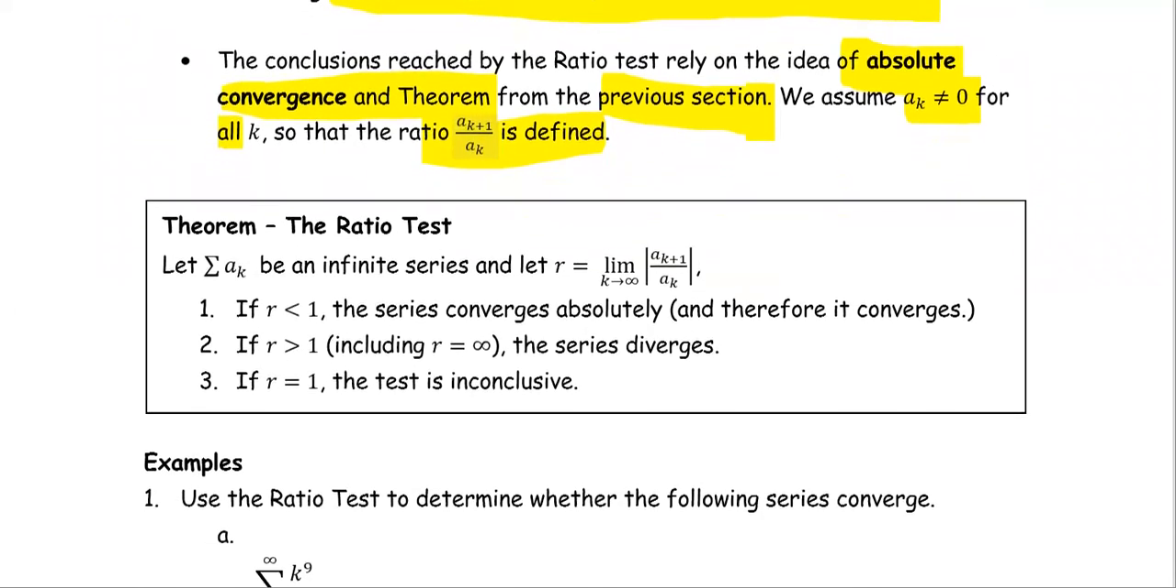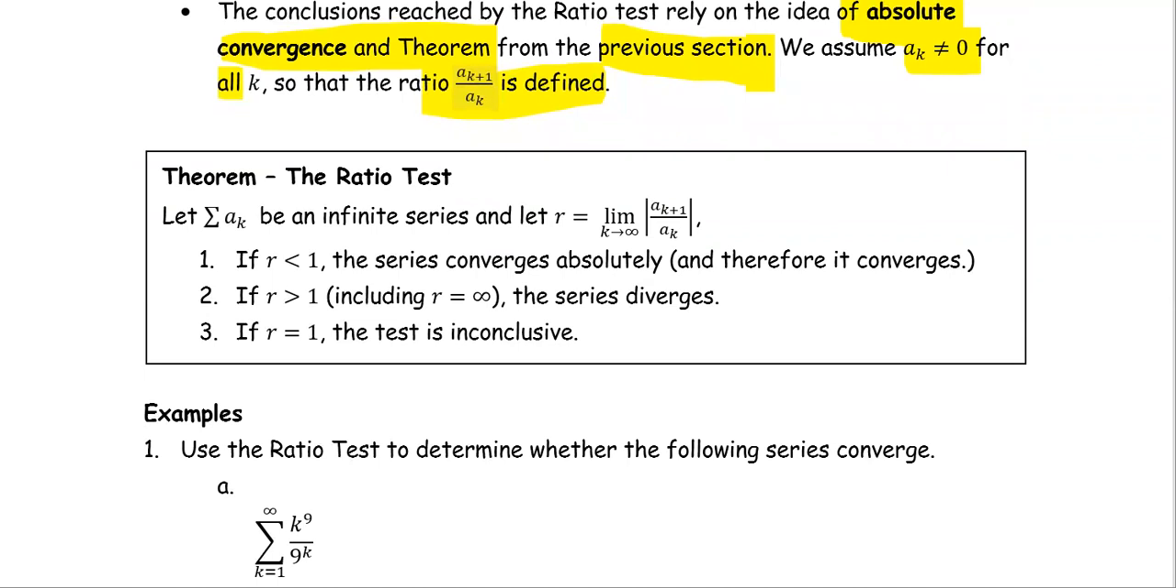The theorem, the ratio test. Let the series sum of a_k be an infinite series and R equal the limit of the ratio a_{k+1} over a_k as k approaches infinity. The idea is to compare the ratio of the next term and the previous term. If R is less than 1, the series converges absolutely. Therefore, it converges. If R is greater than 1, including R equals infinity, the series diverges. For R equals 1, the test is inconclusive.